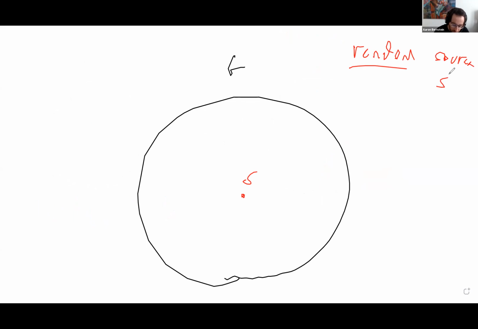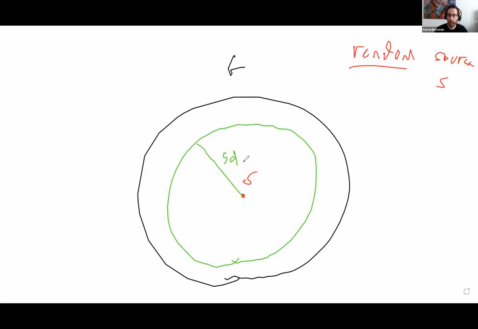And we're going to maintain a ball around. So what the algorithm does is it picks this random source S and it maintains a ball around S up to radius 5d. So originally, this ball will just contain all of G, right? Because G has diameter d. Maybe I'll even make that clear. So diam of G is equal to d.